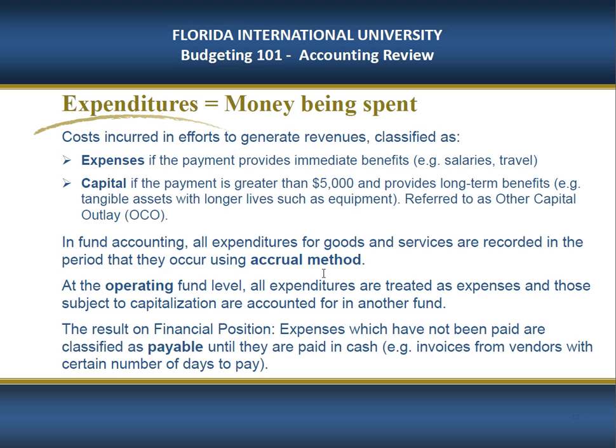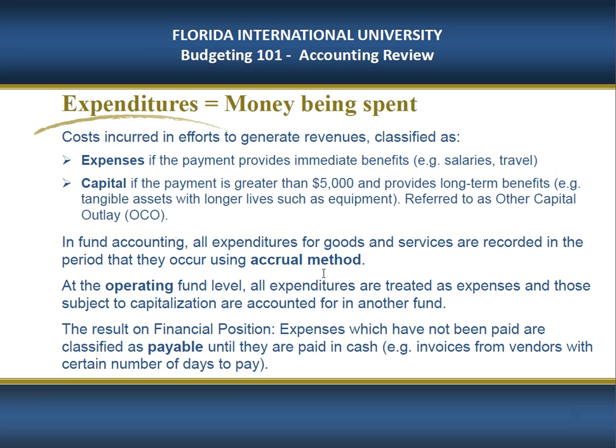Now, at the operating fund level, again, in fund accounting, all expenditures are treated as expenses, and those subject to capitalization are accounted for in a different fund. Now, what does this mean? Let's use the example of the lab equipment. If we purchase this lab equipment for over $5,000, that purchase is classified as OCO immediately, which is an expense. If I'm looking at a report of my operations for a certain period, I'm going to have revenues as inflows. I'm going to have expenses as outflows. Part of those expenses is going to be this OCO item.